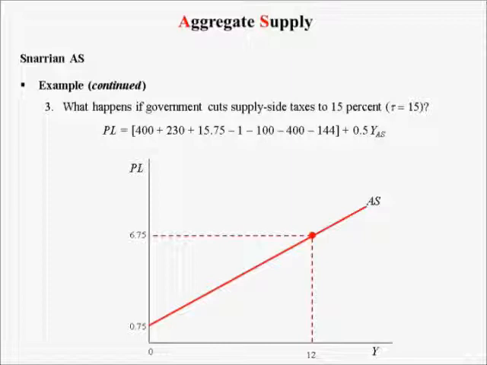So how does cutting supply-side taxes affect aggregate supply? Well, instead of 15.75, the tax rate is cut down to 15%. So what happens to the aggregate supply curve? Well, the intercept is now 0. Think about it. It was 15.75, right? Now we lower it by 0.75 from 15.75 to 15.